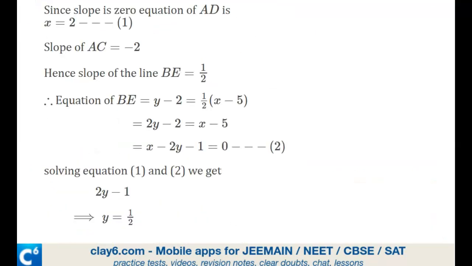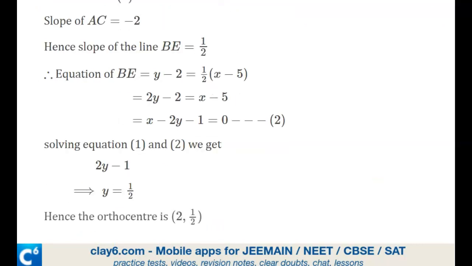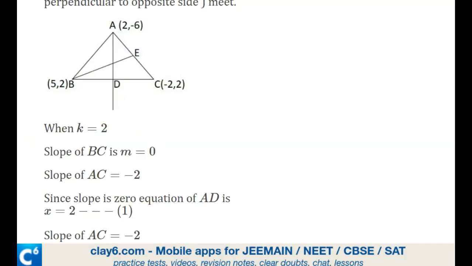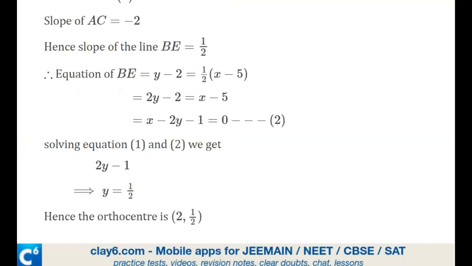So for that we solved for it. We got y equal to half, and hence we figure out that the orthocenter is (2, 1/2), and the option that is given is option A. So in this question, a lot of things to do: quickly solving for K, then figuring out the coordinates, and then going and figuring out the orthocenter.